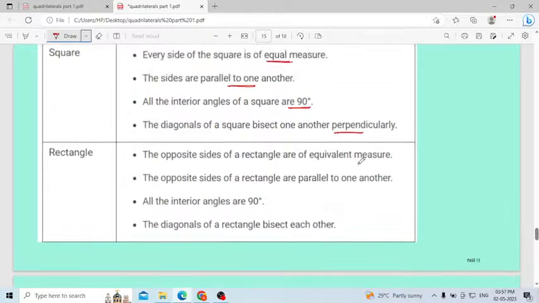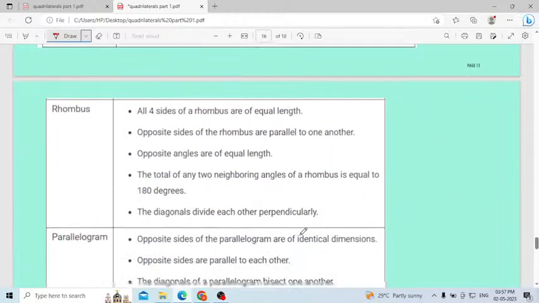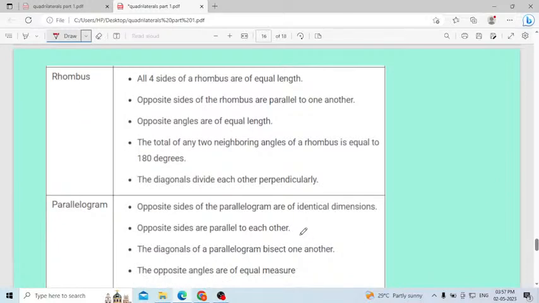Coming to the rectangle, here also the opposite sides of a rectangle are equal in measure. Then the opposite sides of the rectangle are parallel to each other, parallel and also equal. Then each angle is 90 degrees. Then the diagonals bisect each other. Then the angle made by the diagonals will be 90 degrees. This is the revision for you. I made it in a proper format, so it is easy for you to remember.